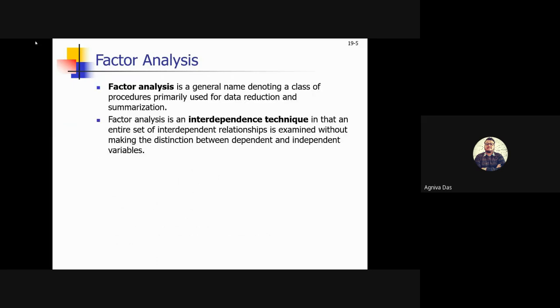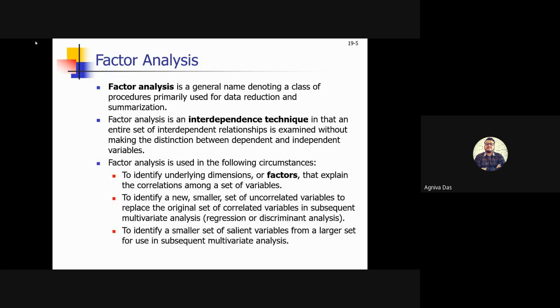Again, this is an interdependence technique, which means that we are only looking at examining interdependent relationships between dependent and independent variables without making any distinctions. And it is used in these circumstances: first, to identify underlying dimensions or factors that explain correlations. It can also be used to identify a new or smaller set of uncorrelated variables to replace the original set of correlated variables in subsequent analysis.